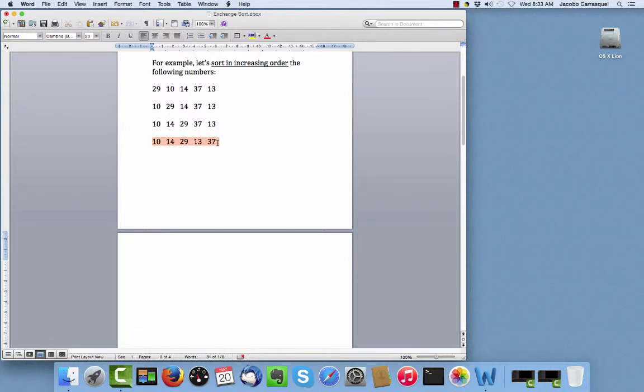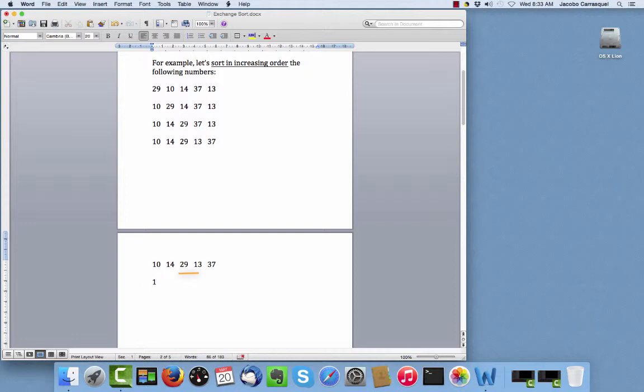So I'm going to copy the current state of the data, and then we are going to repeat the process as we have it. In other words, we're going to compare the first and the second number, and we realize that those two are in order with respect to each other. Then we're going to compare the second and the third one, 14 with 29. Those two are also in increasing order with respect to each other. And then we compare the next two adjacent values, which are 29 and 13. Those are not in order with respect to each other, so we need to swap them.